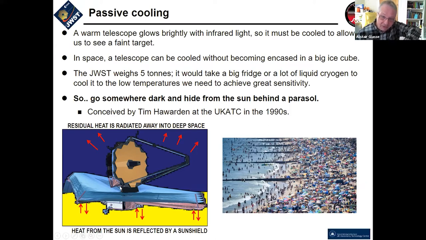So the idea is that if you shade the observatory, the spacecraft, from the sun, then all it can do thermodynamically is radiate its heat away into the dark sky, which is at an effective temperature of about 4 Kelvin, very close to absolute zero. So it just cools and cools, and ends up at an equilibrium temperature of 40 Kelvin. And that happens without a refrigerator, without having to pour liquid cryogens into it or anything like that, just by being in the shadow. It's worth saying this was conceived by one of our ex-colleagues, who sadly died a few years ago, Tim Hawarden in Edinburgh, back in the 90s.